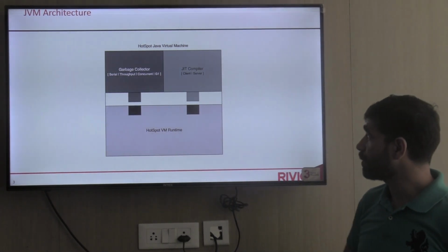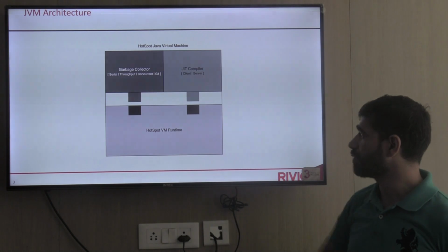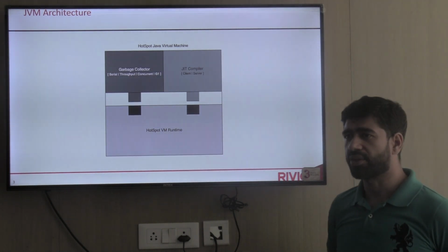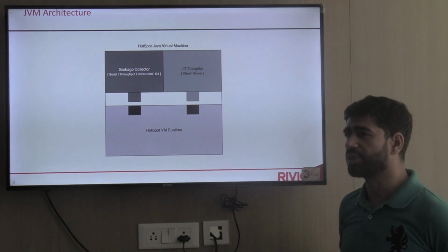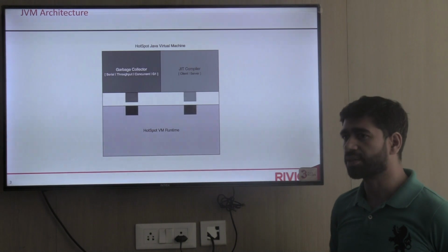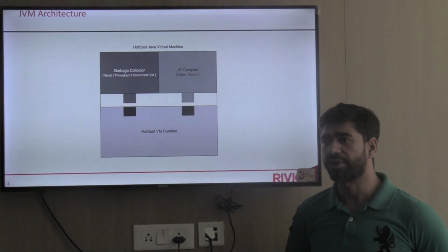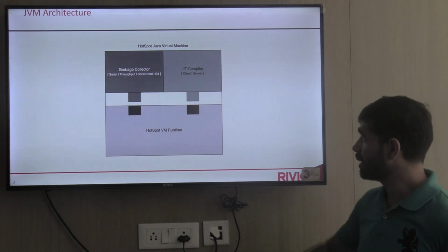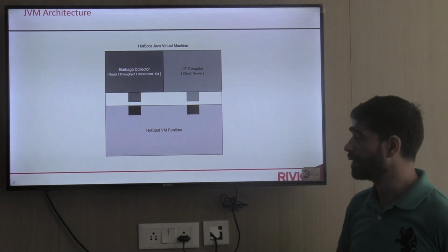The major components of the JVM: you have the HotSpot VM runtime. This is where your threads get created, thread management happens, class loading happens, all those basics. Whatever arguments you pass, you might have passed Xmx, you might have seen a lot of arguments you pass to your JVM. This is the component which bootstraps the whole thing, right?